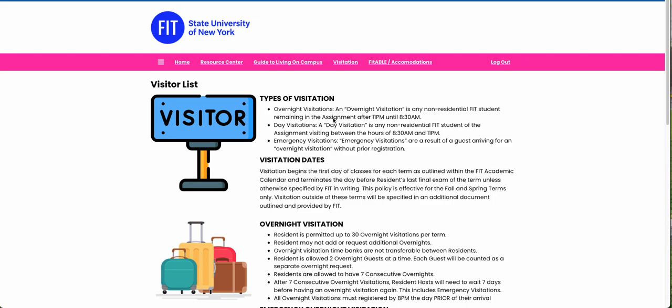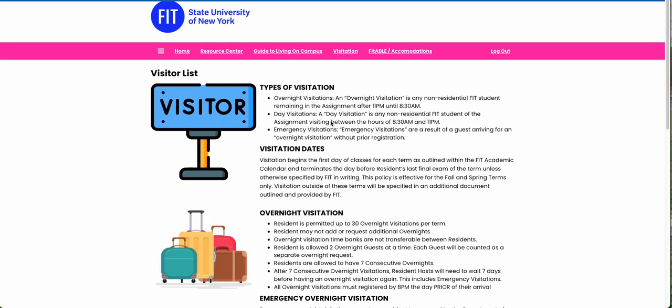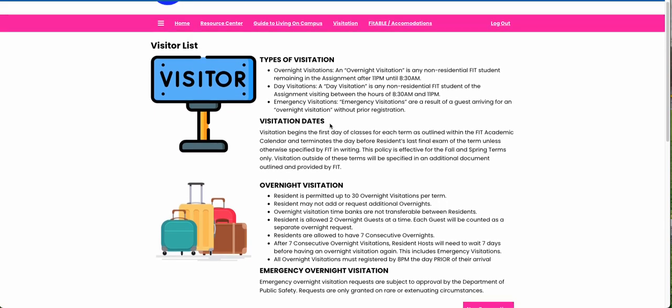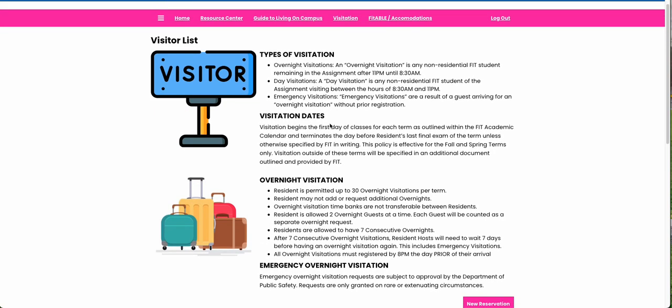So now, as I had mentioned, this is going to bring you to a little overview about some of the main parts of visitation that all students should be aware of. So the first thing we talk a little bit about is there are 3 different types of visitation: overnight, day, and emergency. And each one is a little bit different and constitutes kind of a different way to register a guest, as well as different parameters about how long that guest can remain. So we really encourage students to make sure that they read through these and ask us if they have any questions about what these mean.